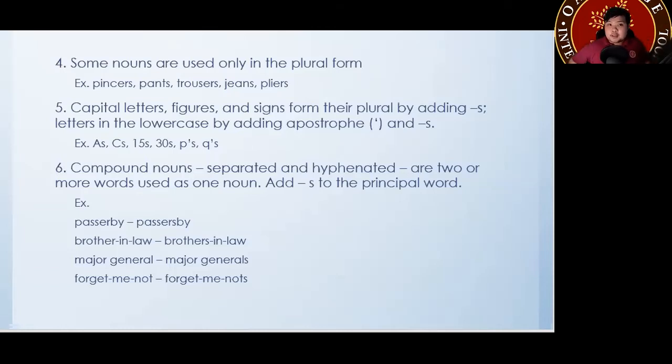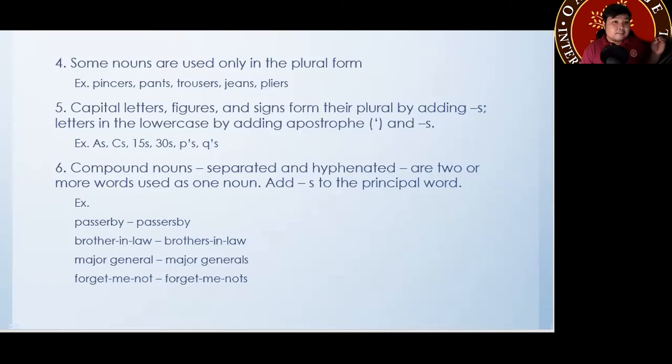Number 6, compound nouns. Compound nouns are two or more words combined together to form one new noun. They're either separated or hyphenated. What you have to do is add S to the principal word. The principal word is the main word that's actually being talked about. Example, passerby. The main word there is passer. The plural is not passerbys, it's passersby.